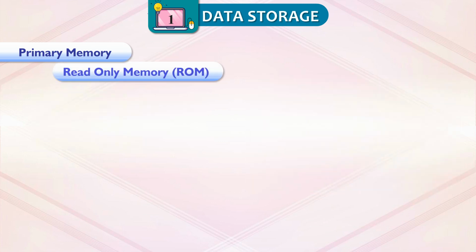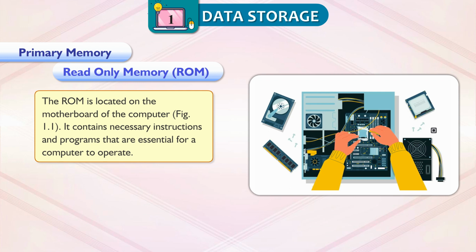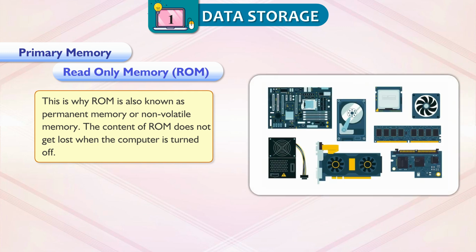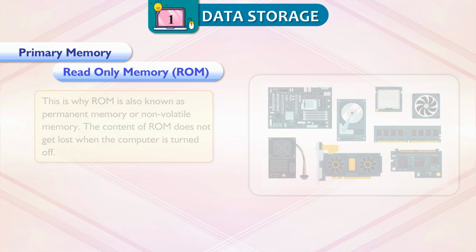Read-only memory (ROM). The ROM is located on the motherboard of the computer. It contains necessary instructions and programs that are essential for a computer to operate. These instructions are put into the ROM at the time of manufacture. These are of a permanent nature and cannot ordinarily be changed by us. This is why ROM is also known as permanent memory or non-volatile memory. The content of ROM does not get lost when the computer is turned off.